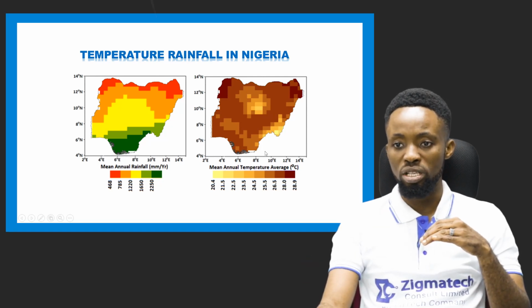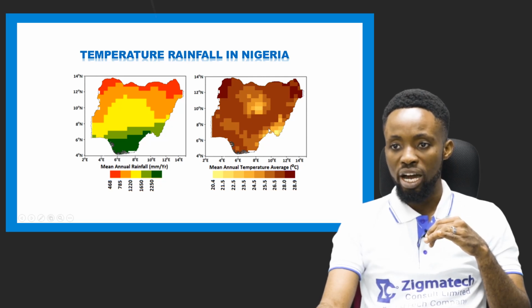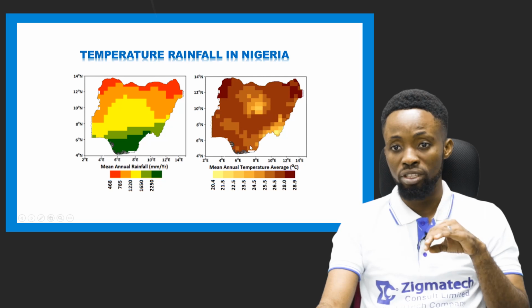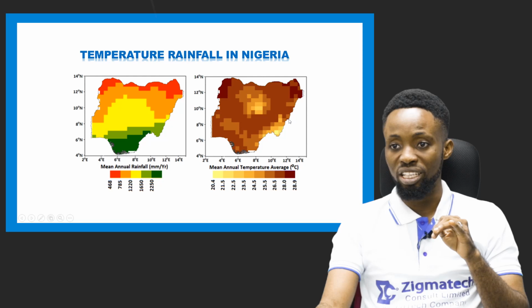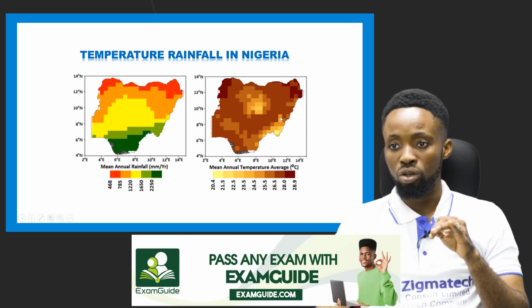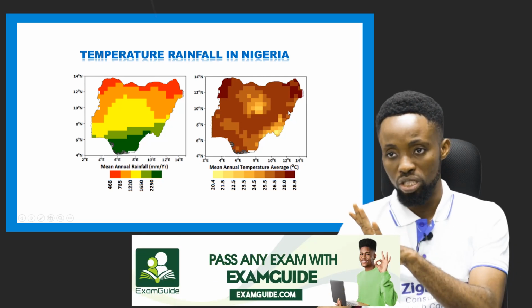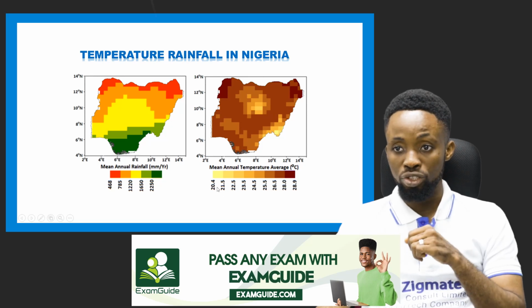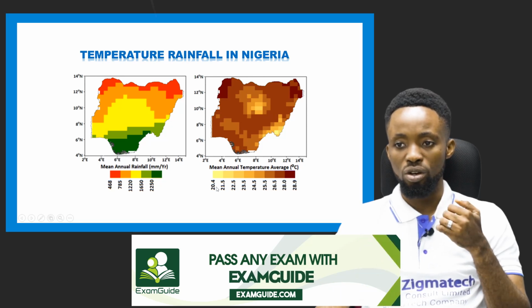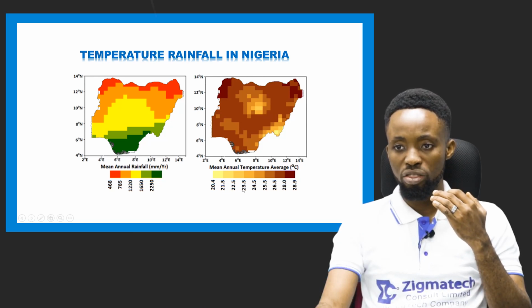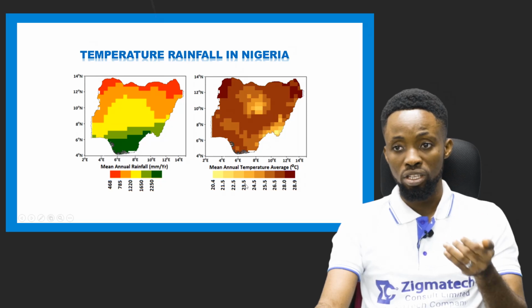Now, if you look at places here where you have the yellow coloring, you realize that these places with the yellow and the light brown coloring are the highland areas we have in Nigeria. Now, for this part, which is like the Jos Plateau and the eastern highlands, or the northeast highlands, we have the temperature ranging from 20.4 degrees Celsius down to 23 and 24.5 degrees Celsius.